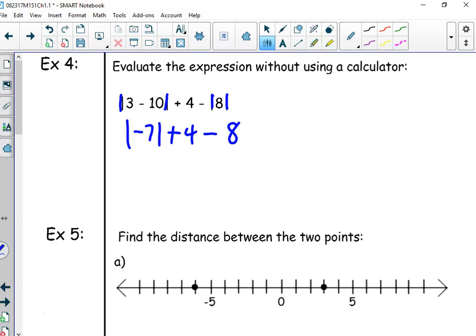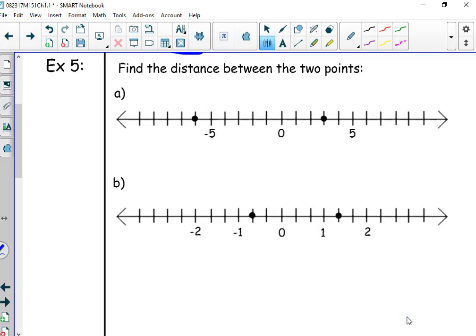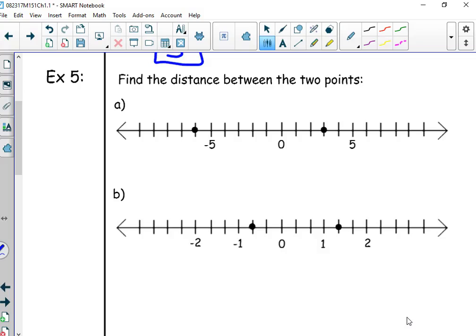Let's take a look at the absolute value of -7. It's going to go positive. And now let's just finish up the math. 7 + 4 is 11, minus 8. Looks like ultimately we get a 3. Okay, and last is a couple of examples on finding the distance between 2 points.